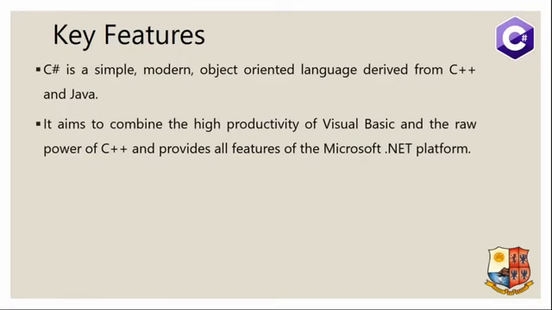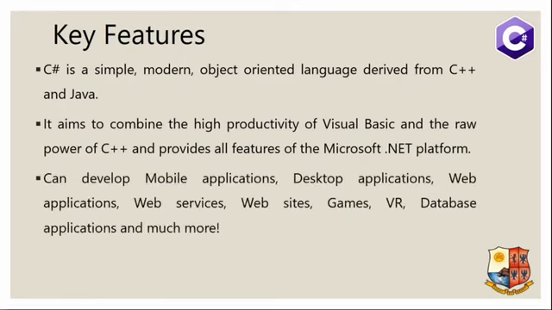So it combines that productivity with the raw power of C and C++, and it provides all the features from the Microsoft .NET platform. Remember that. It's very important to know. It's the aim, which it has achieved also. What are the things you can develop with this one language? C Sharp can develop mobile, desktop and web applications, web services, websites, games, virtual reality applications, IoT, databases, and much more. A lot of things have been focused on one language.